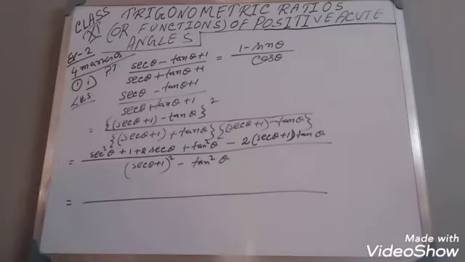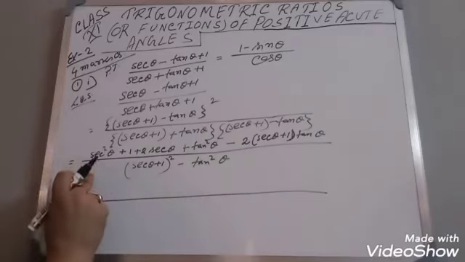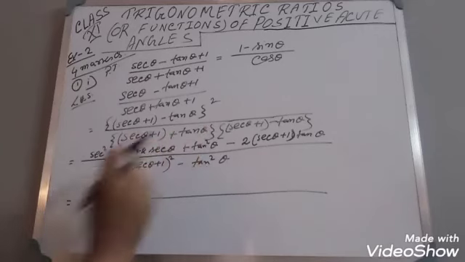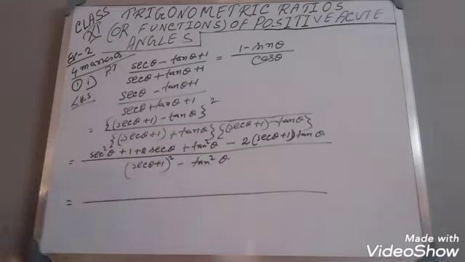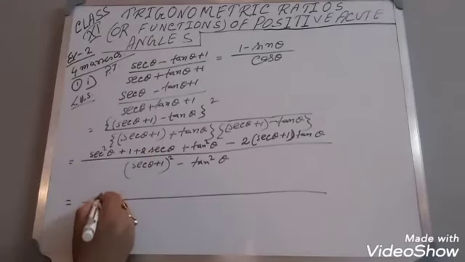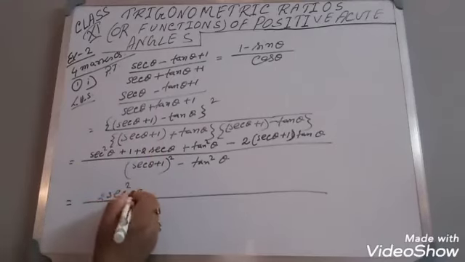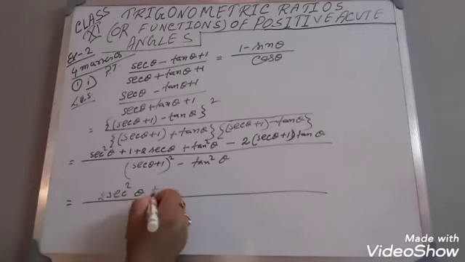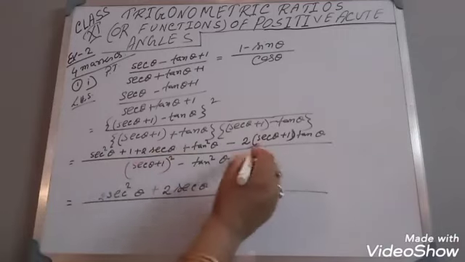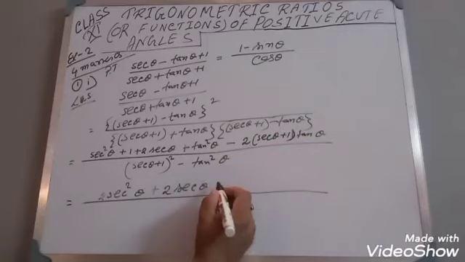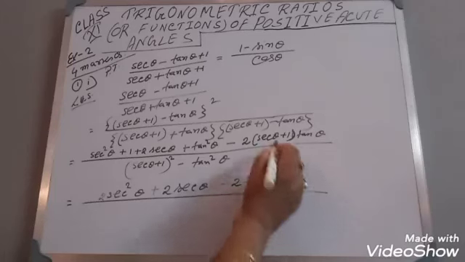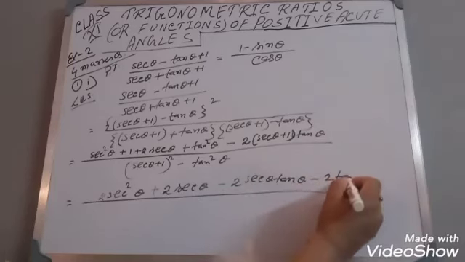Then what we will write? Sec square theta plus 1 plus 2 sec theta plus 1 tan square theta. 1 plus tan square theta is equal to again sec square theta. So we will write sec square theta plus sec square theta, it will be 2 sec square theta, plus 2 sec theta is there, and then minus 2 sec theta tan theta, just multiply, and again minus 2 tan theta.